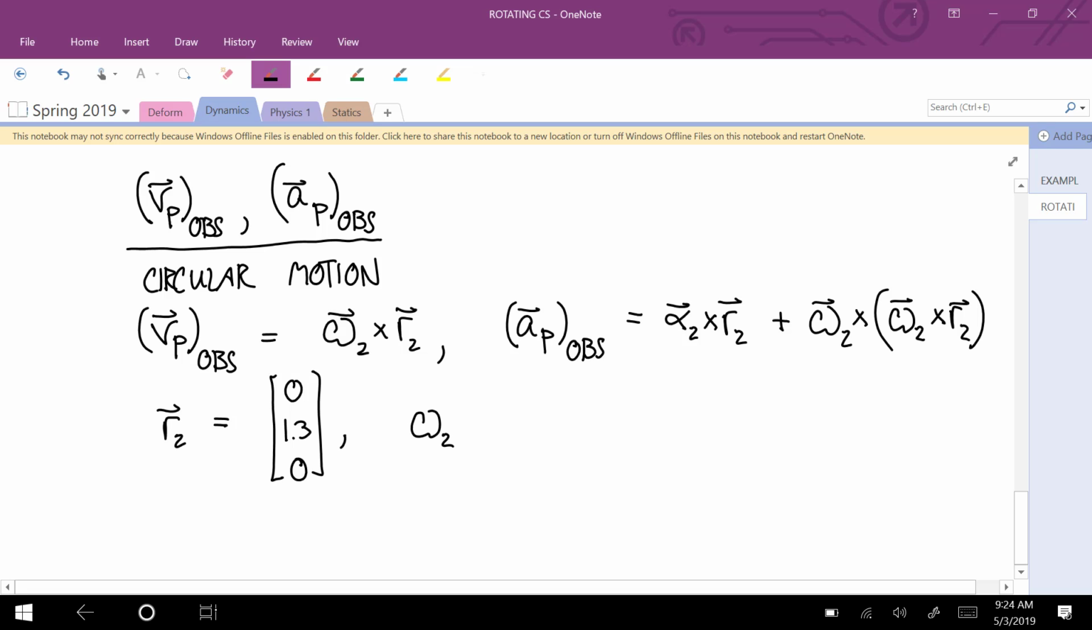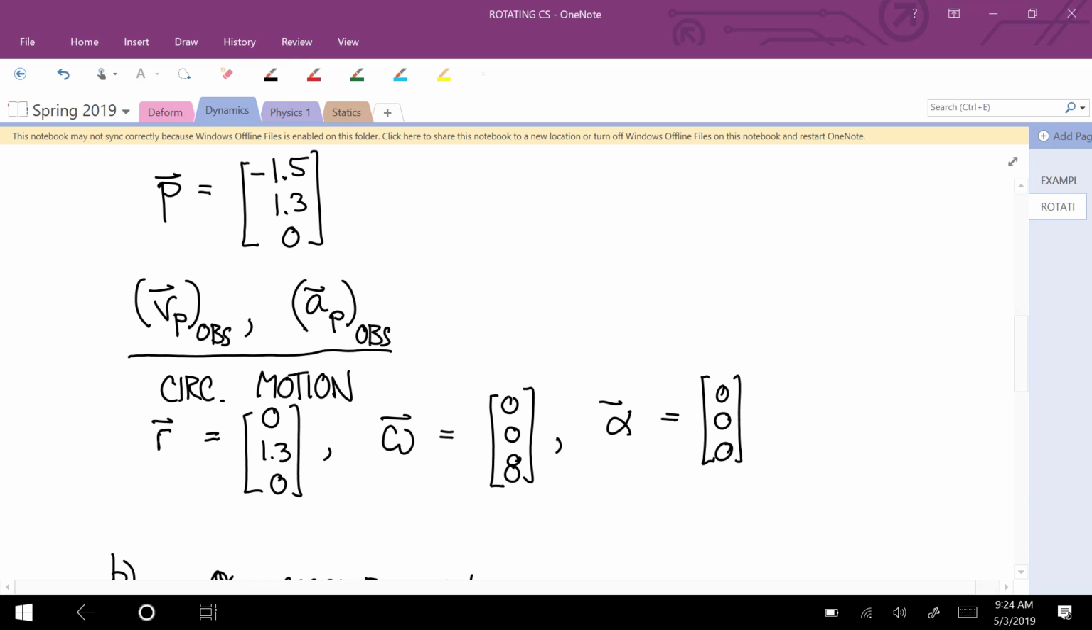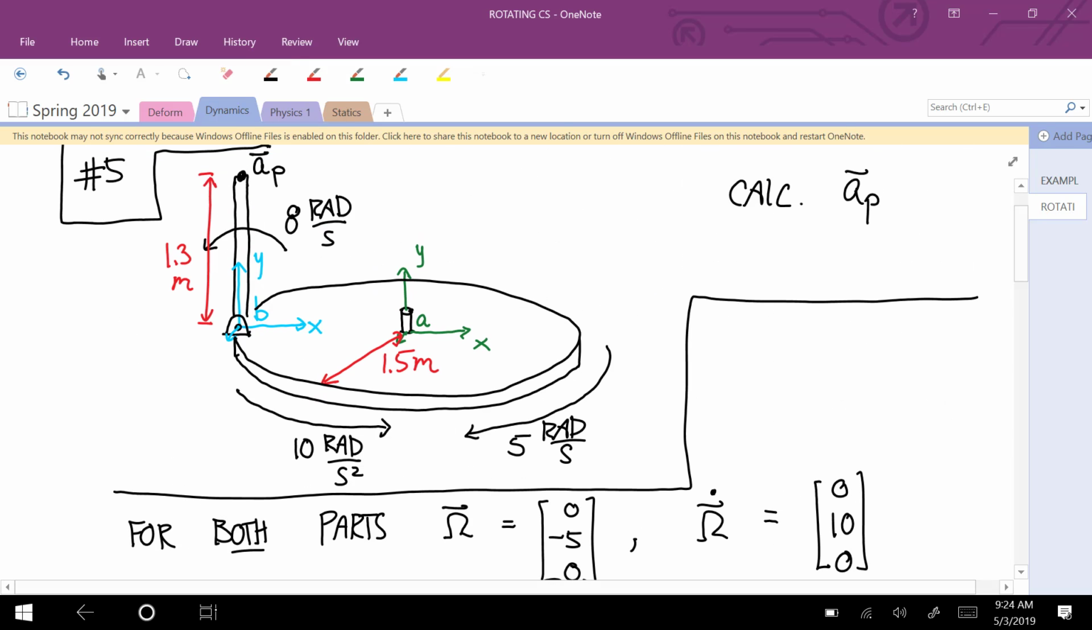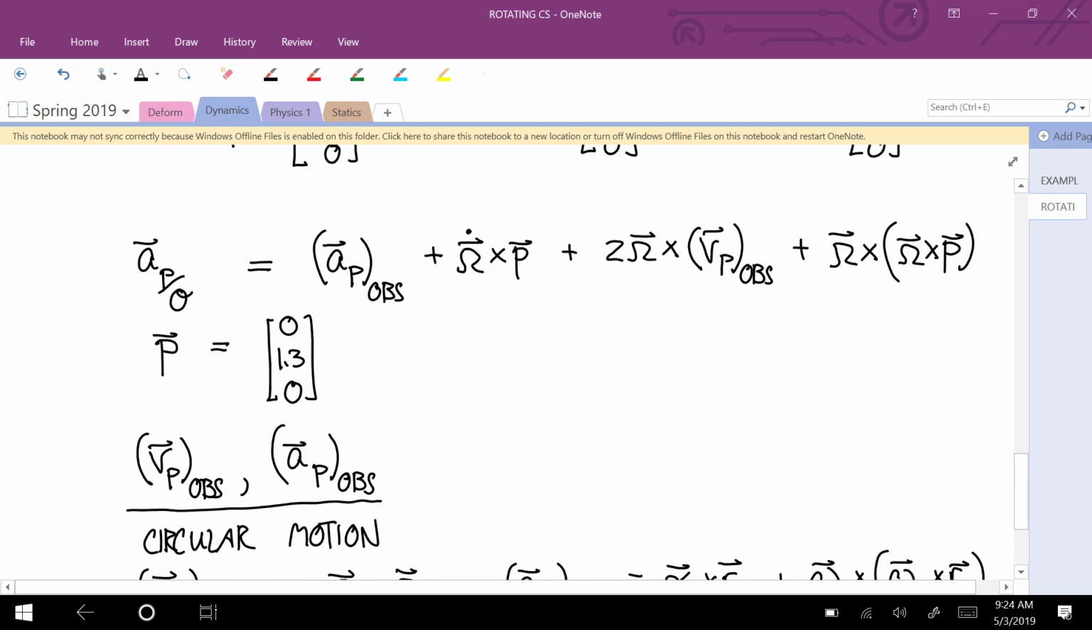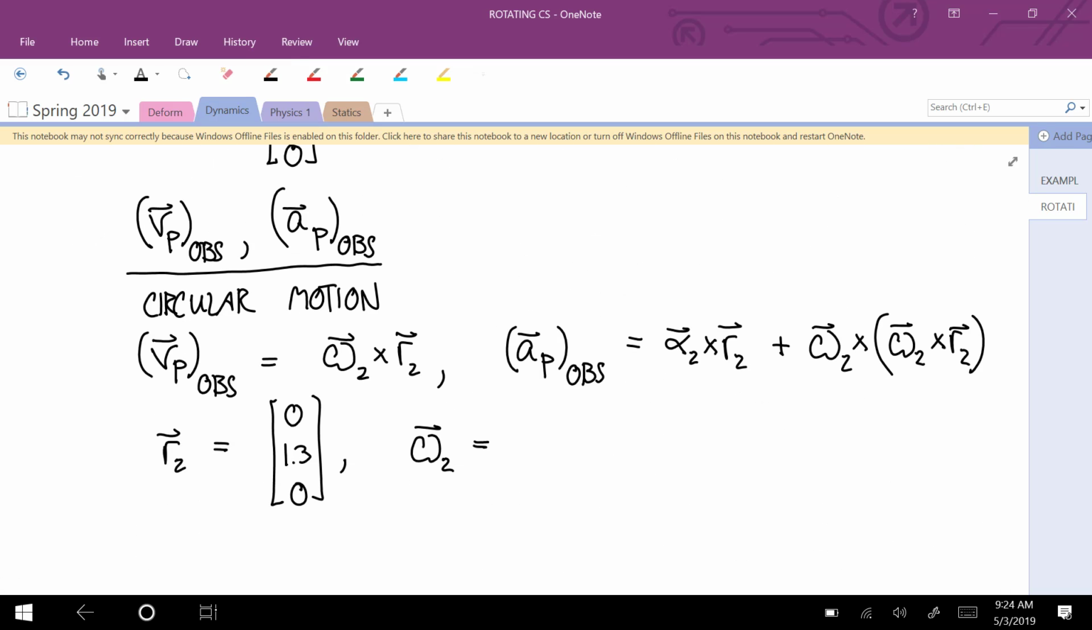And the angular velocity of the body, omega 2, is just the angular velocity of that arm, assuming that the disk is fixed. So that's positive 8 in the z direction. And that's a constant angular velocity, so alpha 2 is 0.